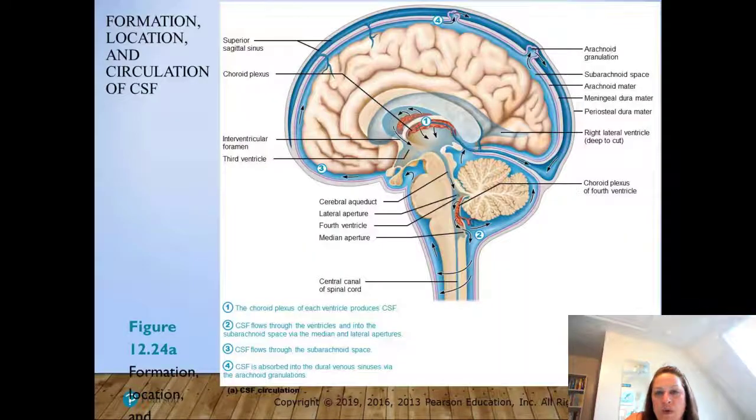This is a picture where you can see all the blue is going to be cerebrospinal fluid. You can see arrows that show how the cerebrospinal fluid makes its way around the brain. The red areas, these guys right here, are called the choroid plexus, and that's where the cerebrospinal fluid is made, and it's going to jump into the blue area and go around the brain and then up inside the brain, the ventricles.